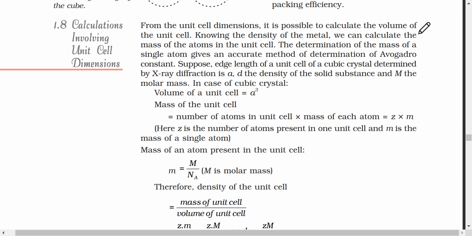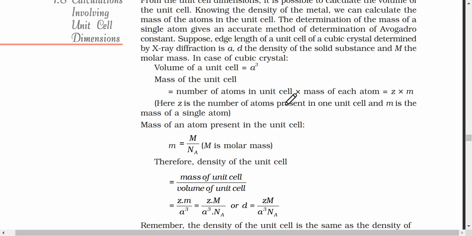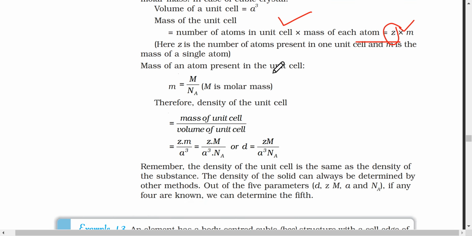Suppose edge length of a unit cell of a cubic crystal determined by X-ray diffraction is a, d the density of the solid substance, and M is the molar mass. In case of cubic crystal, volume we know is side cube. Mass कितना होगा? Number of atoms multiplied by mass of each atom. Number of atoms is given by Z, and small m will give you mass of each atom. Here Z, अच्छा. Mass of an atom present in the unit cell in terms of molar mass and Avogadro's number.